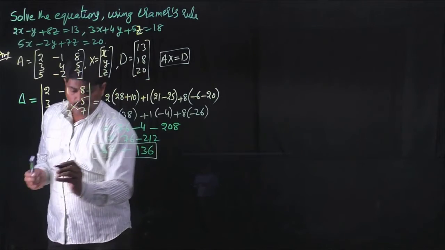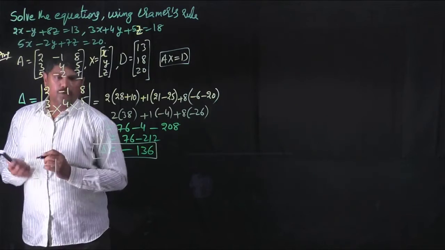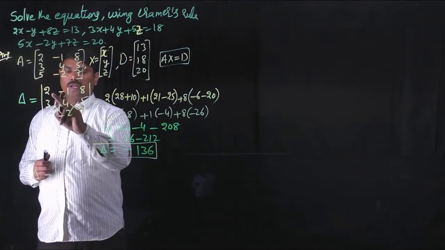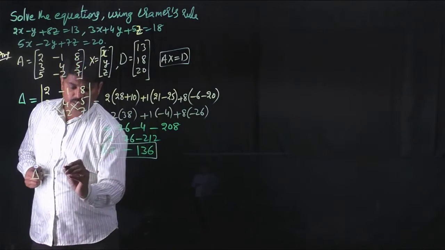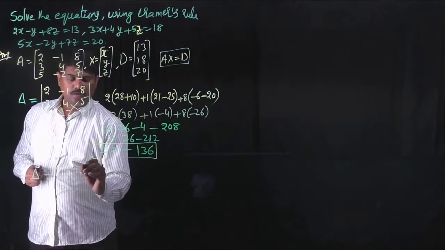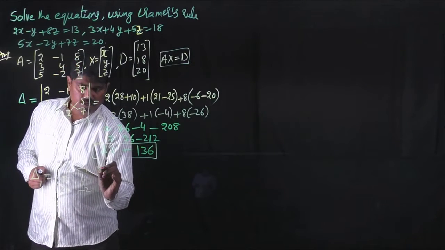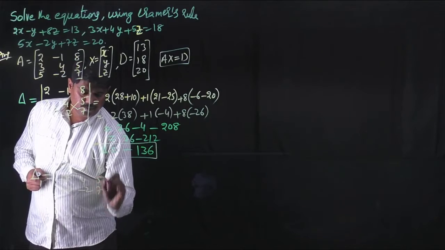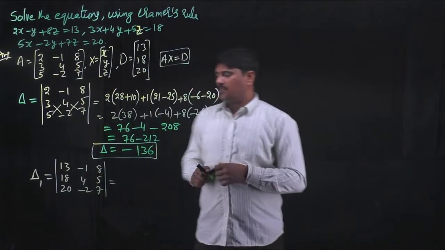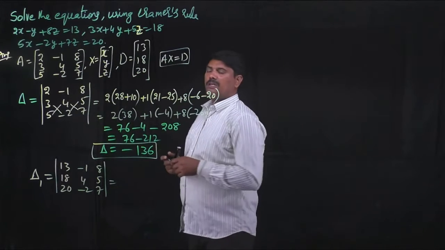Now find delta 1. So using Cramer's rule, from delta you have to replace the first column with the constant matrix 13, 18, 20. The second column remains the same, the third column remains the same. So that is the determinant of the matrix you are considering, naming it delta 1, replacing the first column with the constant matrix.